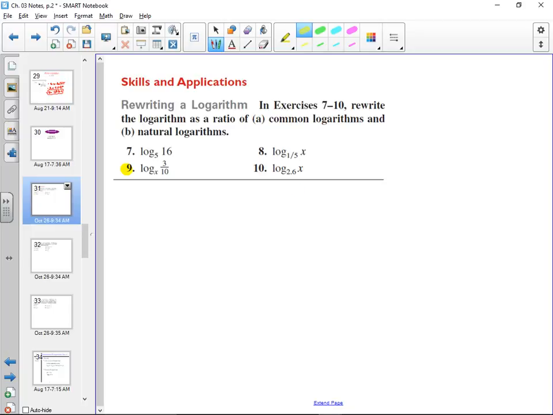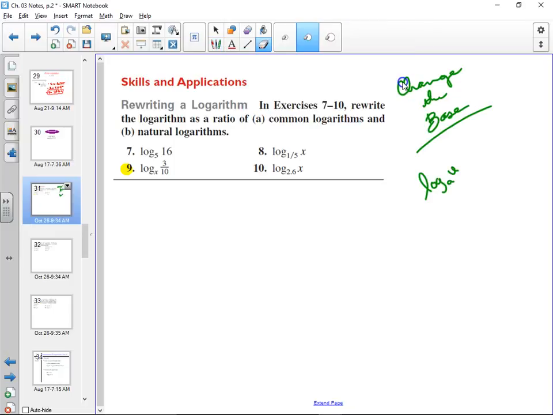It says rewrite as a ratio. Ratio, division, of common logs? Common logs? That's a log base x. Oh, I think we're changing the base. Is there a formula for how to change the base? What is it? Log of x. Oh yeah, the x, that's true. I'm just going to keep the u though, just because that one has an x, it'll get confusing. Log of u.